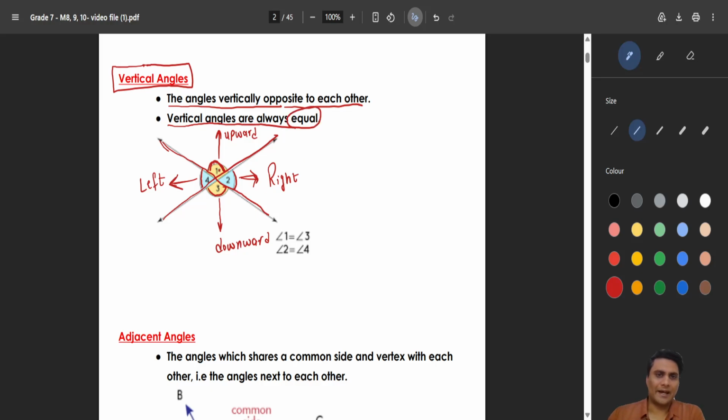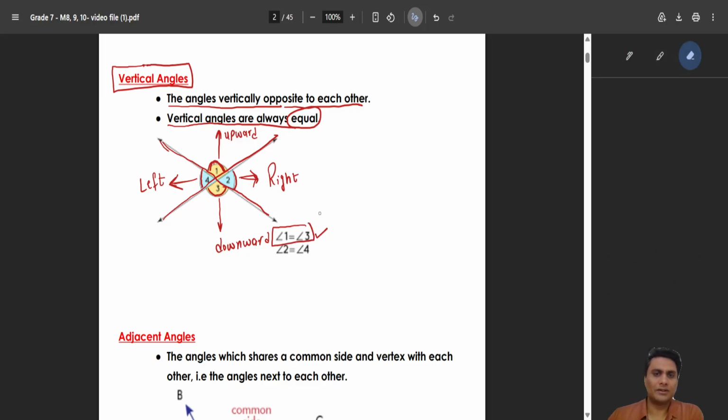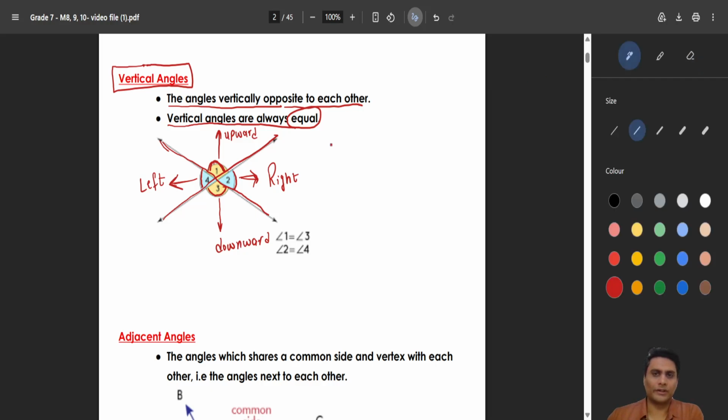It means angle 1 and 3 are vertical, which means angle 1 is equal to angle 3 because vertical angles are equal. Similarly, angles 2 and 4 are also vertical, which means angle 2 is equal to angle 4.